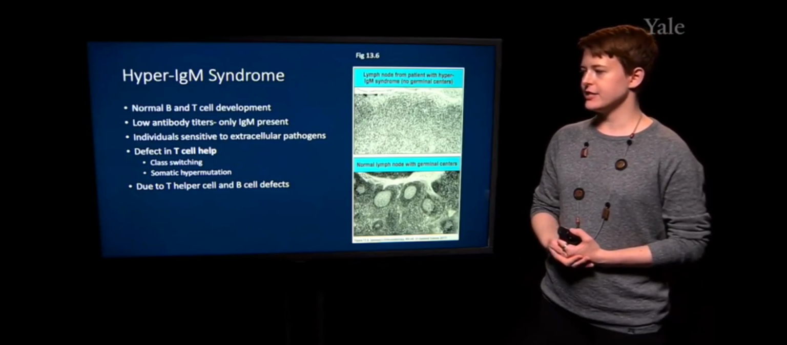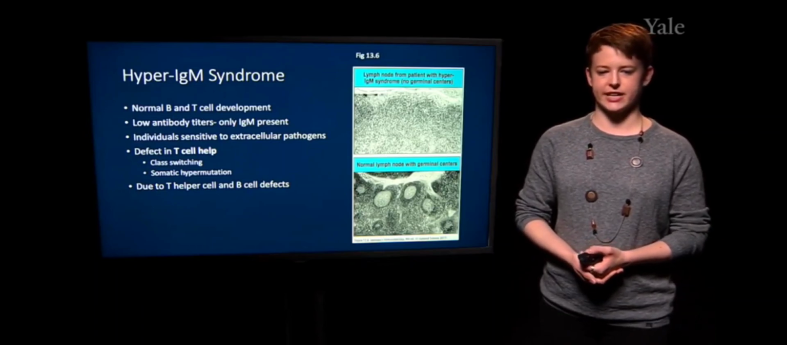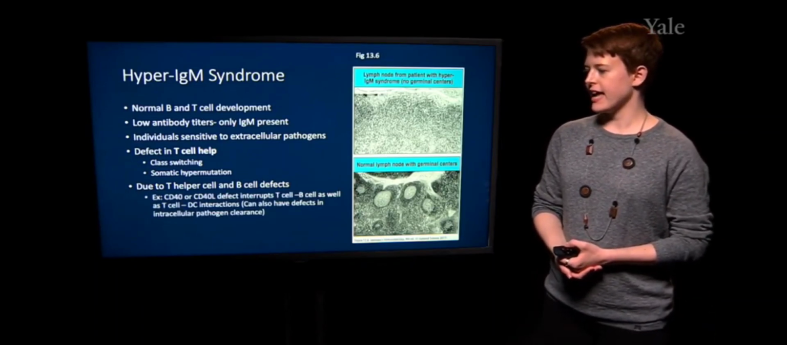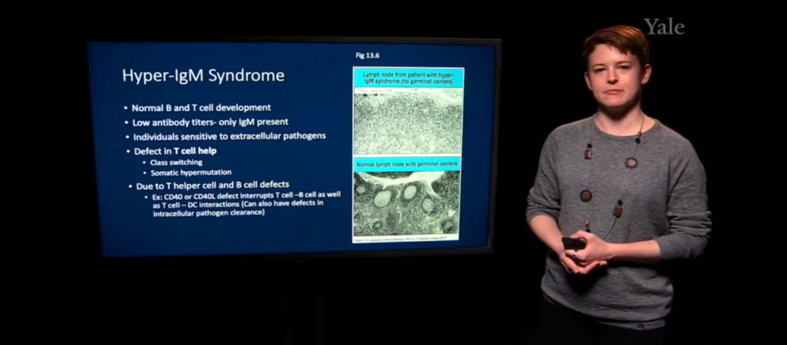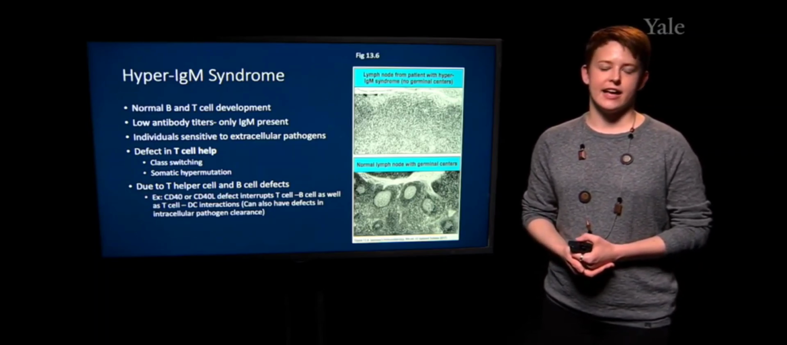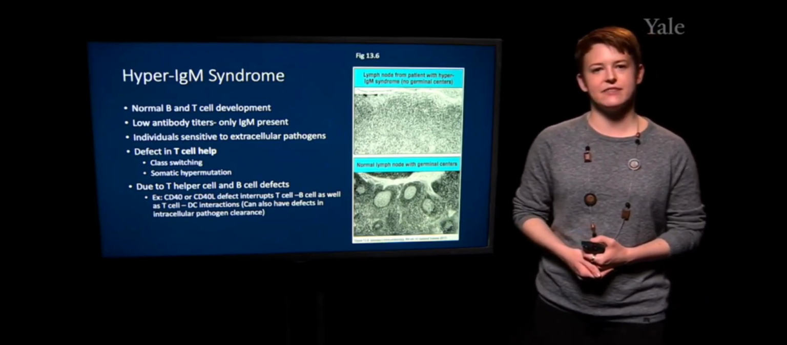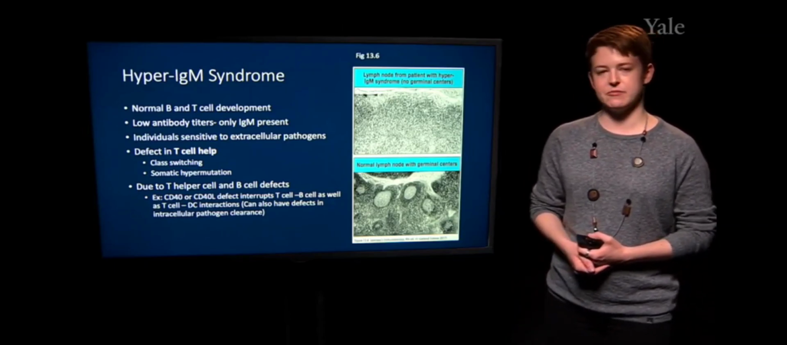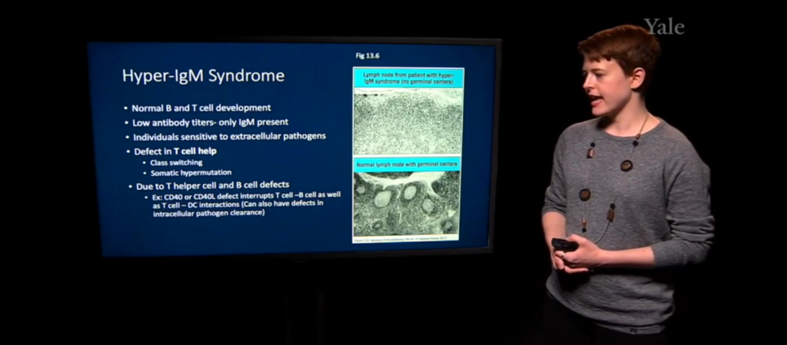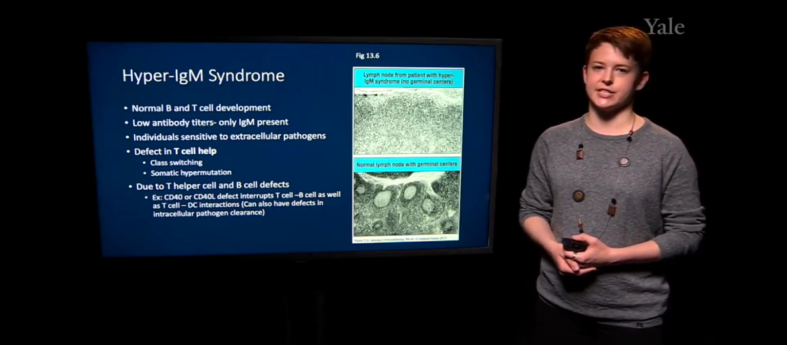And we can also have defects here in some proteins that cause interactions between T and B cells. So for example, CD40 and CD40 ligand would be expressed on T cells and B cells respectively, and as well as T cell and dendritic cells. So these interactions would then be disrupted, and this can lead to a lack of T cell help being provided.